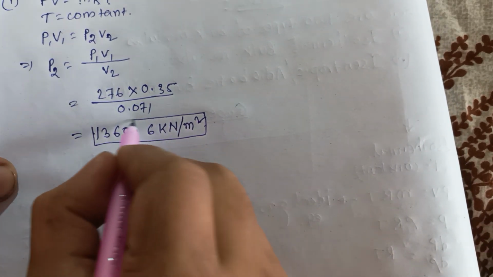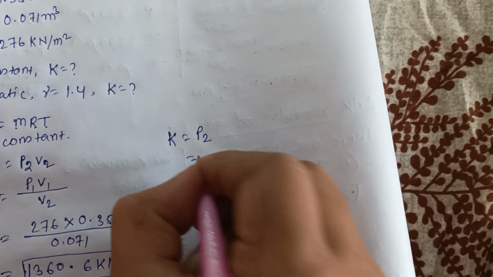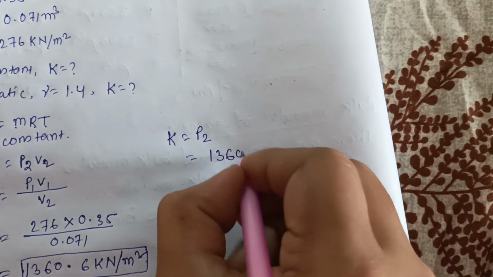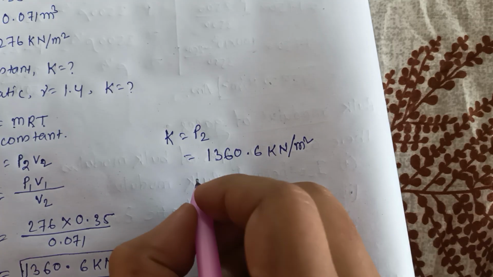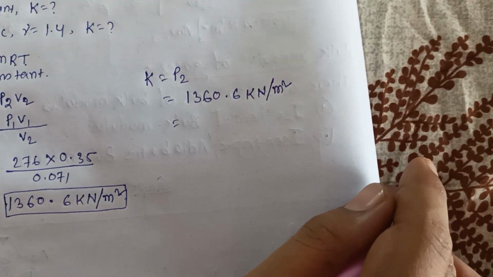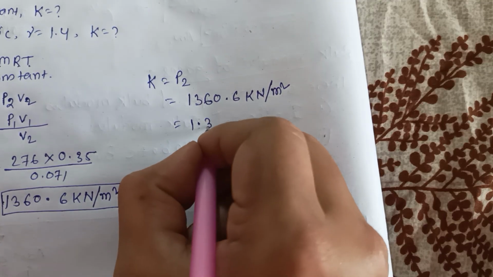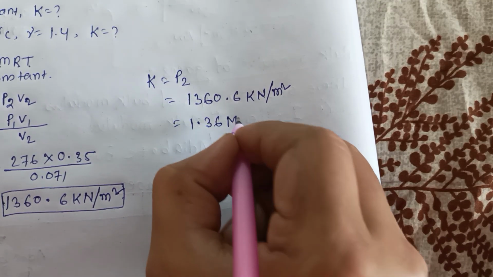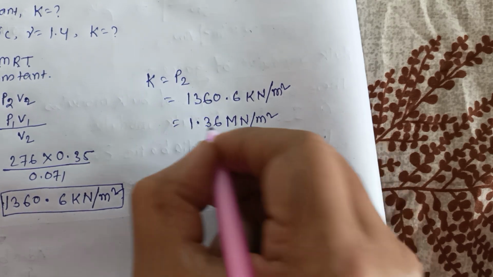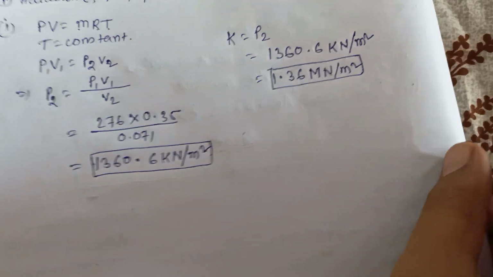Now P2 is that. We know that for isothermal cases, the bulk modulus K is equal to P2, so that is 1360.6 kilonewton per meter square. If you want to convert it into meganewton per meter square, the answer will be 1.36 meganewton per meter square. So this will be our answer for the first case, the isothermal case.